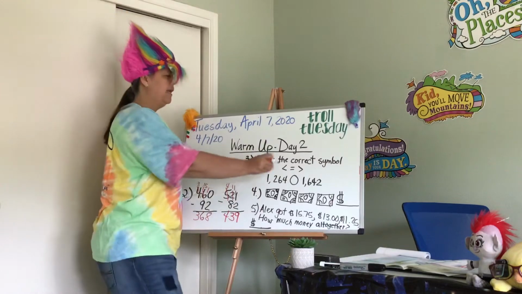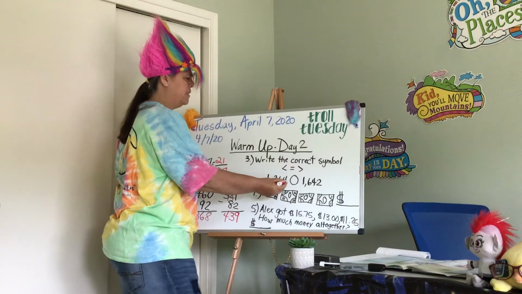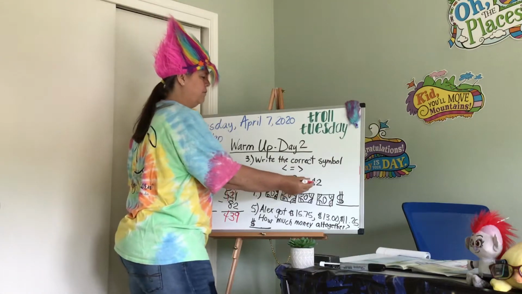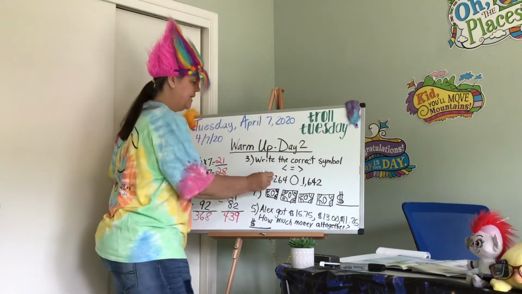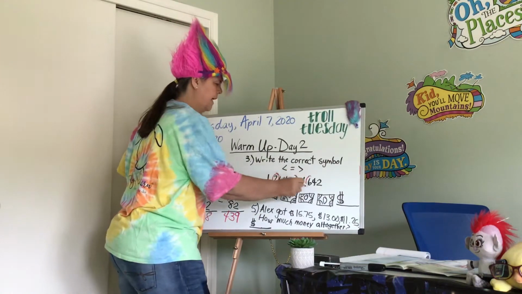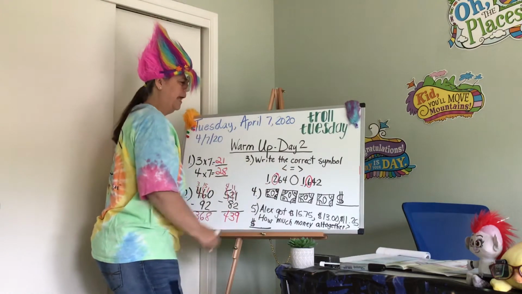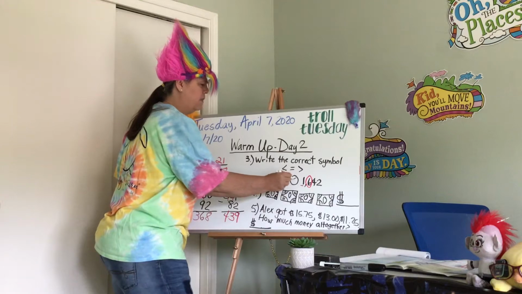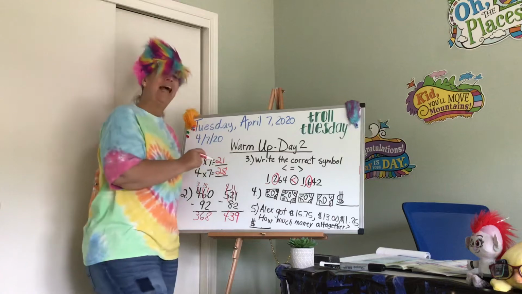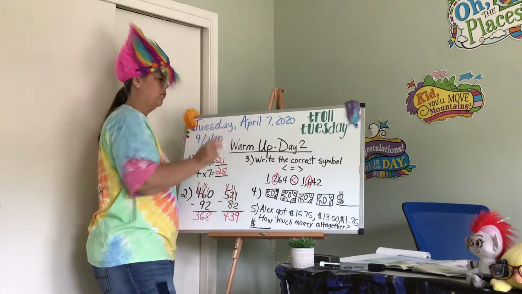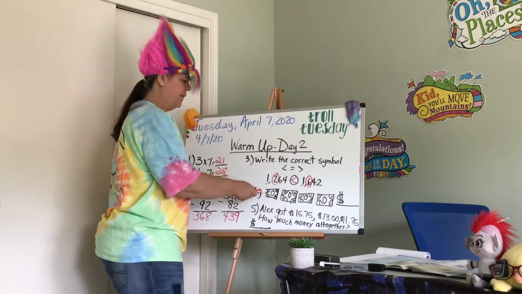Is it less than, equal to, or greater than? Let's look at our numbers. 1,264, 1,642. 1,000 is the same, but this has 2 hundreds where this one has 6 hundreds. So that makes this number larger. So my alligator is going to eat this number. So 1,264 is less than 1,642.